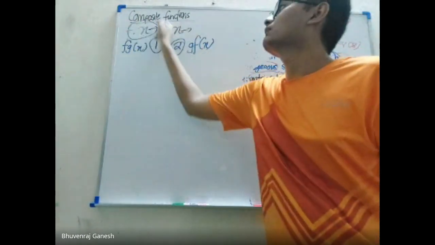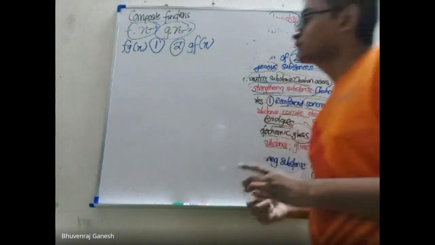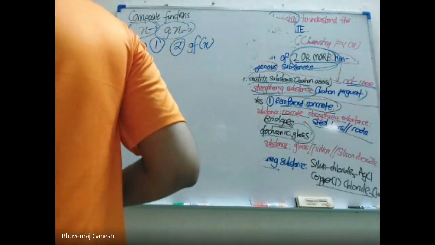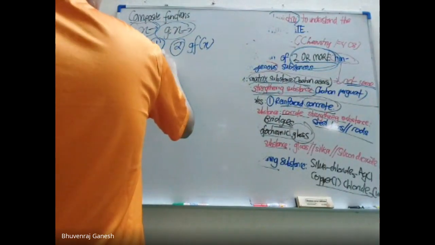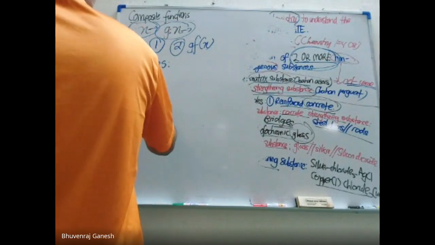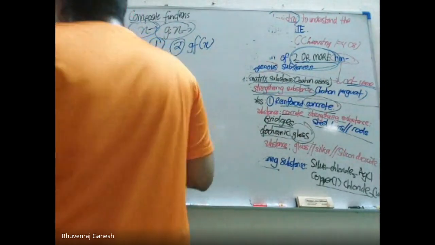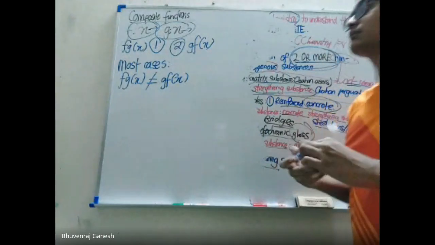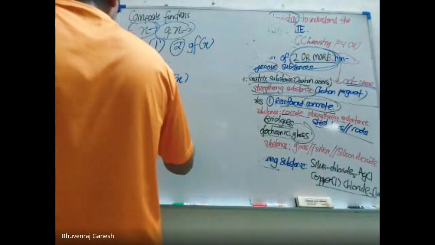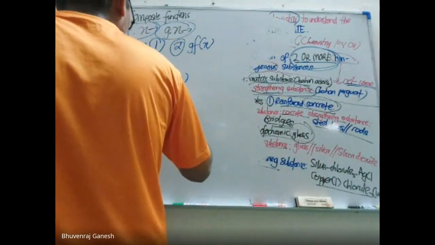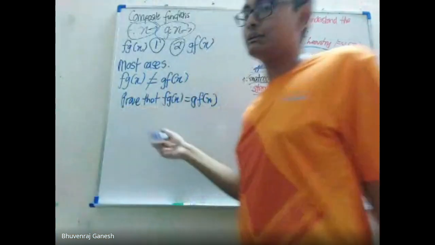Since we have two functions, we can combine them to form two combinations of composite functions. Okay, so that's one thing. Here is some info about these functions. In most cases, your fg(x) will not be equivalent to gf(x). But sometimes they'll ask you a question like: prove that fg(x) equals gf(x), based on the functions they give.